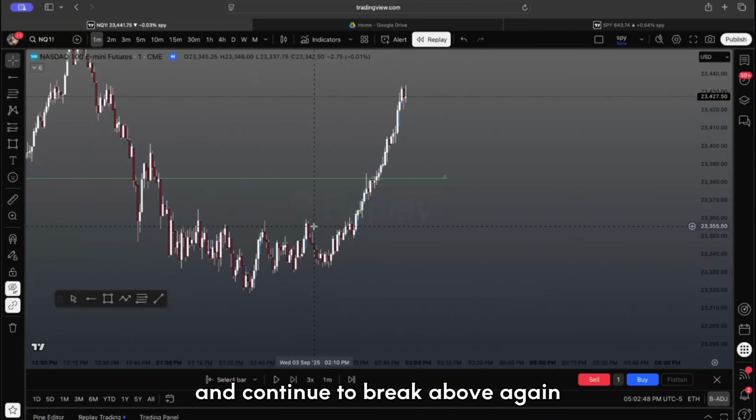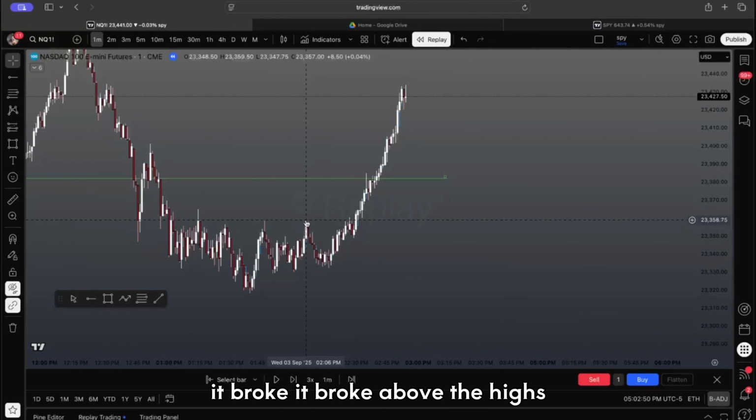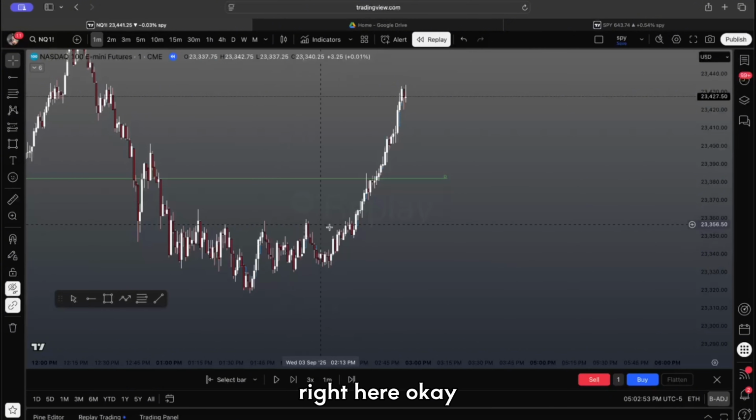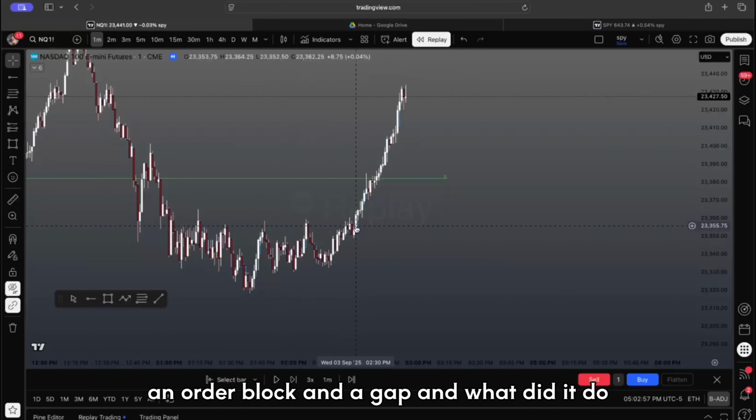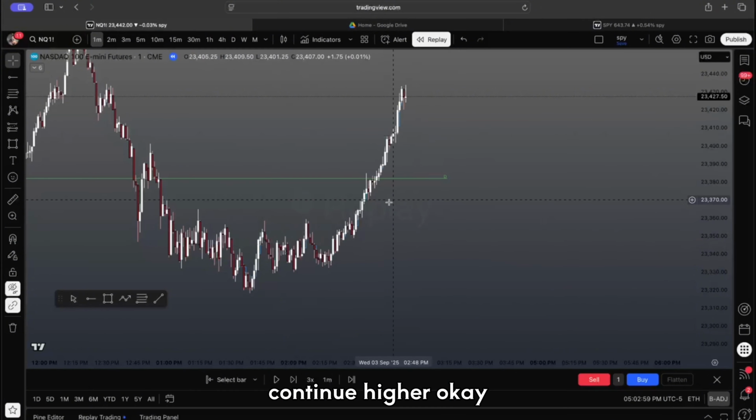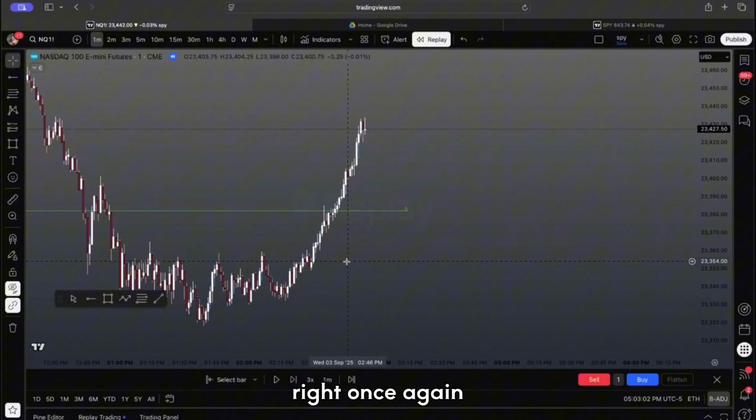And it continued to break above again. Never broke below the low, right? It broke above the highs here again. Where? Right here. Okay, this is the high that broke that. What did it form? An order block and a gap. And what did it do? Continue higher. Okay, right?